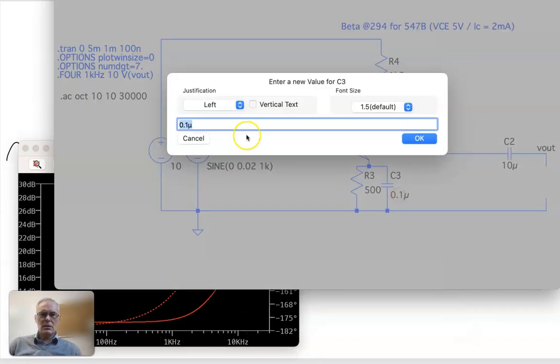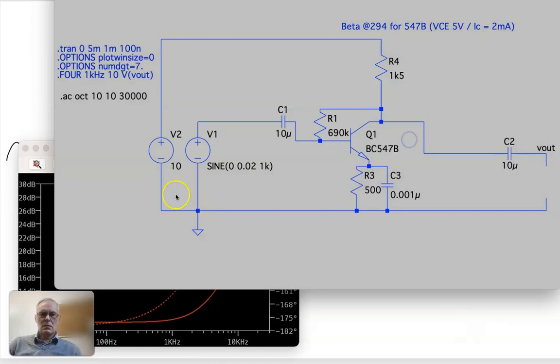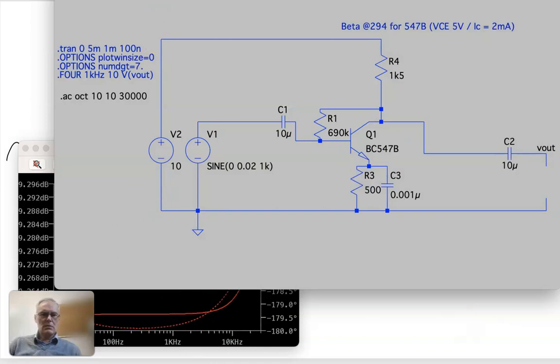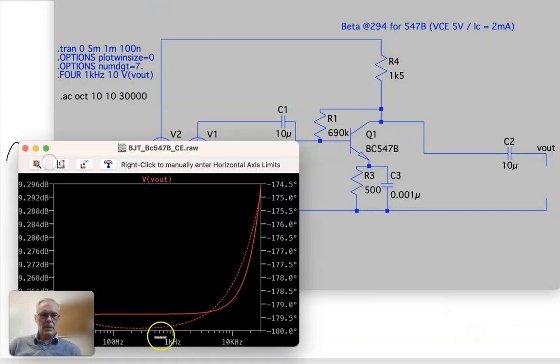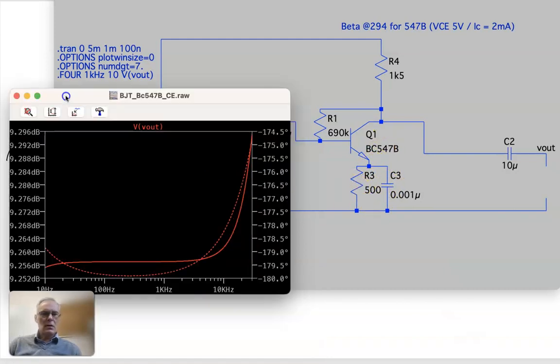So if we make this smaller, okay, now push that to 10K. You can see that this capacitor is able to control the AC gain, and this is basically due to this parallel impedance. So this is bypassing this 500 ohm resistor.